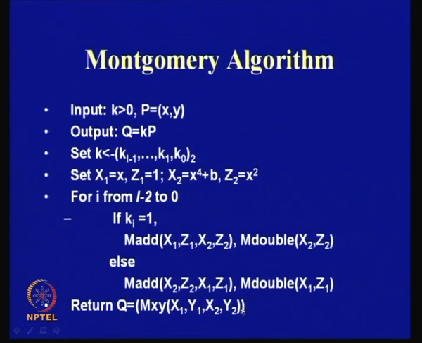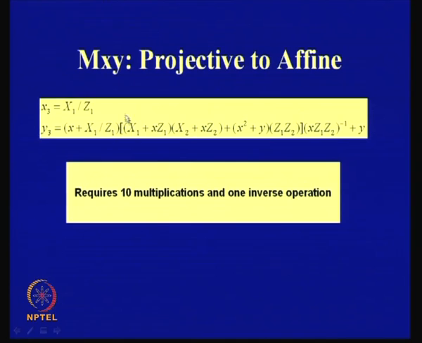And finally, when you have got the result, then you need to convert this back into the affine coordinates. For that, I am not going into this, but you need to do one inversion at that point. Okay. So, this is actually straightforward because this is exactly like the previous algorithm, you have basically this step, right.